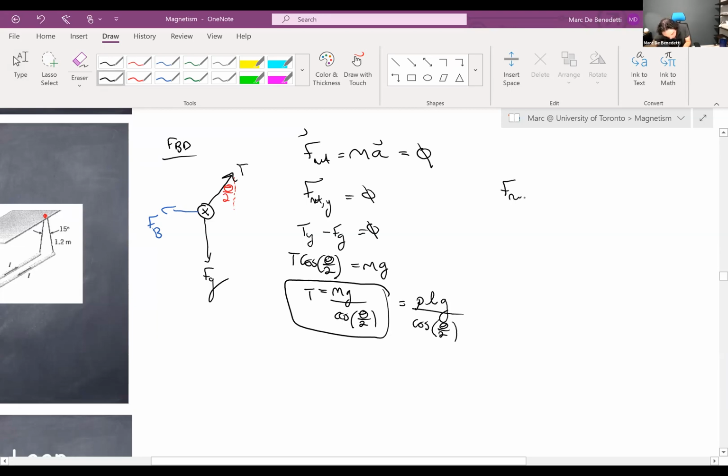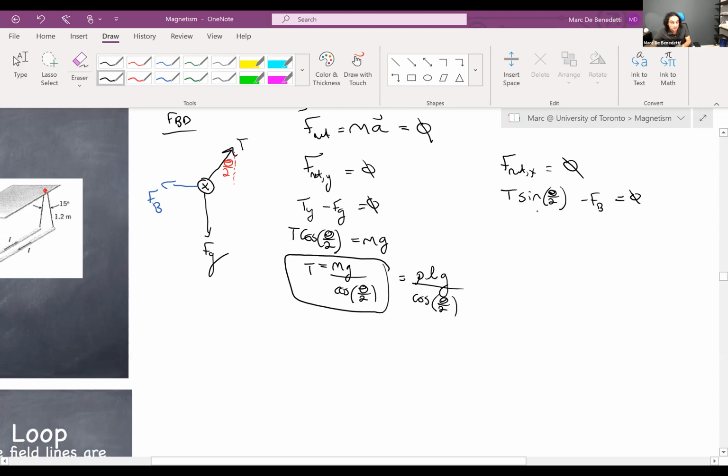component. So when we say F net in the x direction, that's going to equal 0. In the x direction, we have tension sine theta over 2 minus the magnetic force is equal to 0. And there's that pesky tension again. So we actually know what tension is, so we can plug tension in for this. Tension is going to be rho Lg, then we're going to get sine over cos. So this is actually going to end up being tan theta over 2.